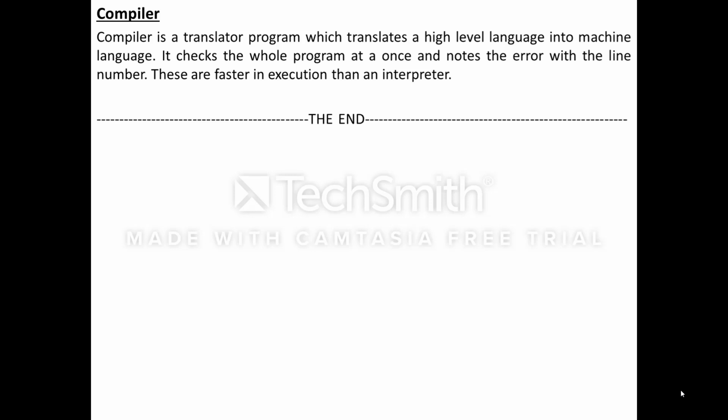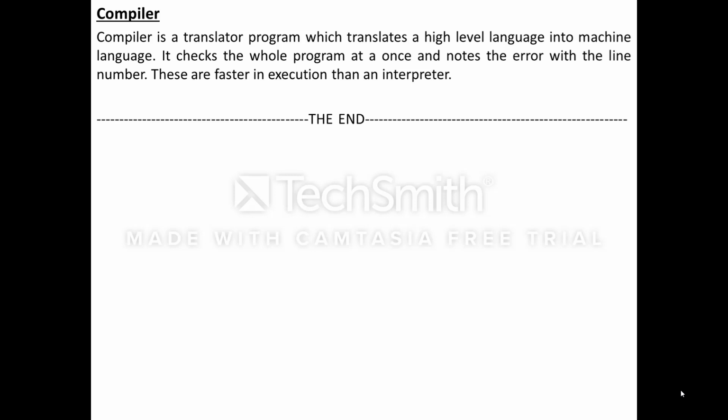Now, for example, I have written a program again with 10 lines in it, right? If I use a compiler, it will check the entire program, all the 10 lines, and it will note down which line number has an error. If there are no errors, no errors will be shown. If the program has any error, the compiler will note down the line number, for example, line number 5 has some error, please correct it. Line number 8 has some error, please correct it.